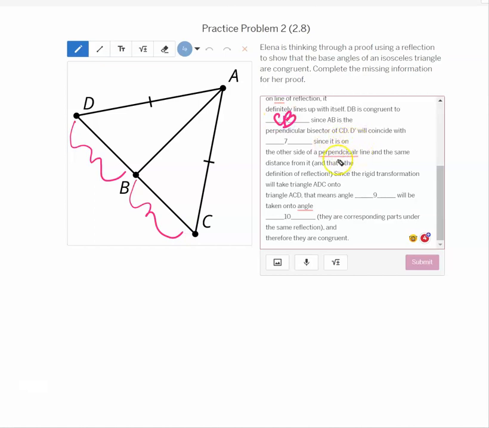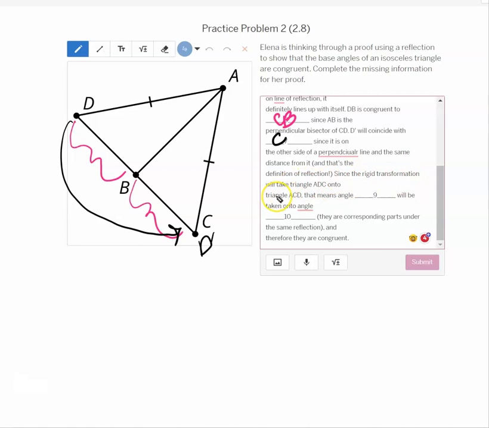D prime will coincide with what? That's what we just said, right? D prime, when we flip it, is going to be over here. So D prime will coincide with C, since it's on the other side of the perpendicular line and the same distance from it. That's the definition of reflection.